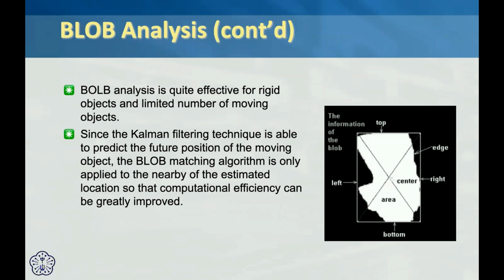So the BLOB analysis is quite simple, but it's quite effective for rigid objects and a limited number of moving objects. Since the common filtering technique is able to predict the future position of the moving object, the BLOB matching algorithm is only applied to the neighborhood of the estimated location, so that the computational efficiency can be greatly improved.